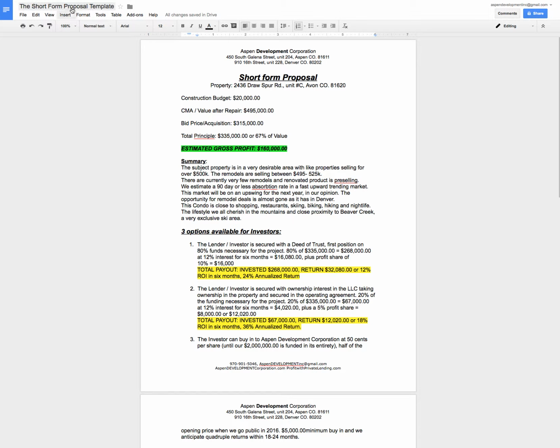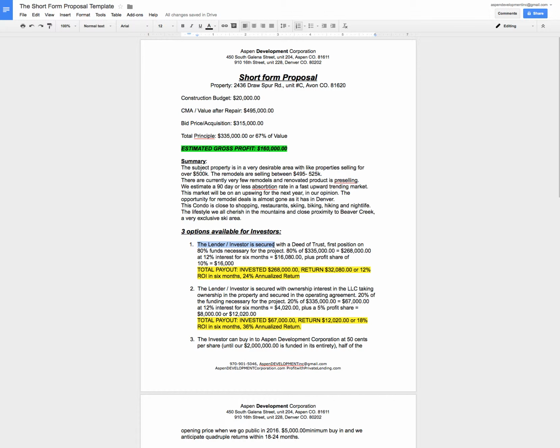Like why I named it up here, the short form proposal template. So you're going to use this as your template. This is what you're going to send out to all our private lenders, everybody. This is what you're going to use every time you find a property that matches our criteria. You're going to put one of these proposals together and then fire it out. And these are the investment options we're providing.